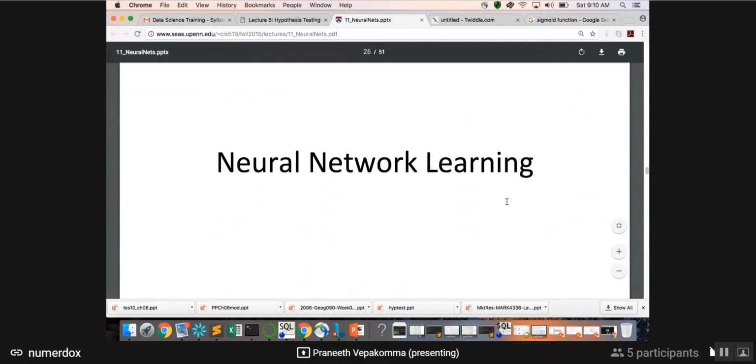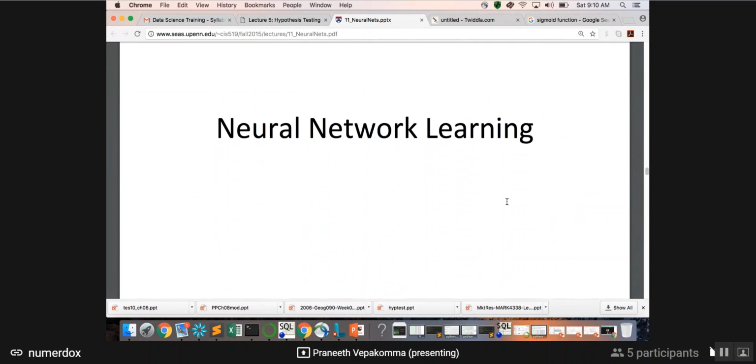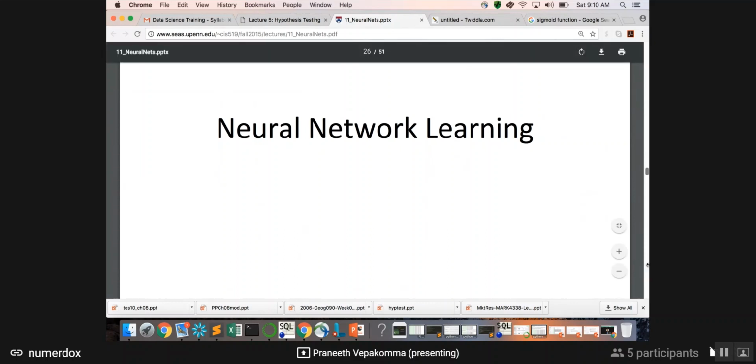Okay, now the learning part. We defined all the terminology and units in a neural network, the different concepts. We also defined what we need to learn: the number of layers, the number of neurons in each layer, and the weights for each neuron. That is the learning part. So how do you figure that out?